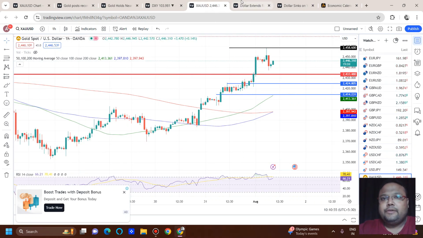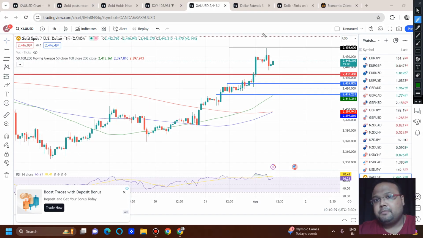So if you're having a buy on gold right now, you don't need to worry. You can continue with the buy position because fundamentally and technically the market is bullish. At least we can expect gold to hit the level of 2458. During the day, if we see gold coming for retracement, then we have a few levels already drawn on the chart. Let's discuss one by one.